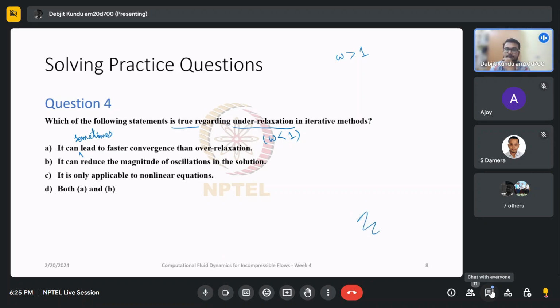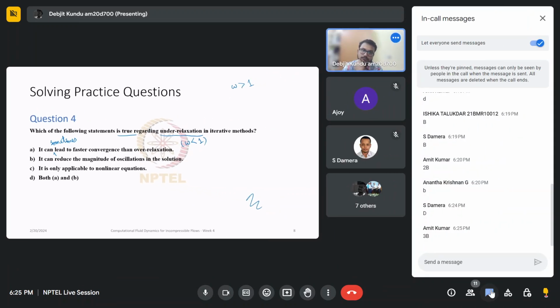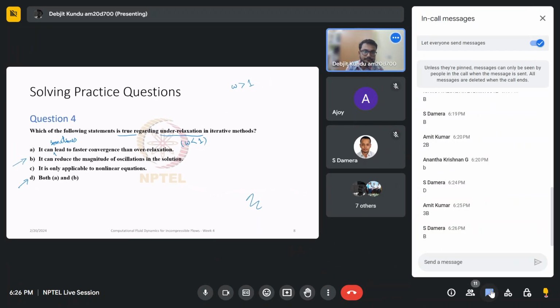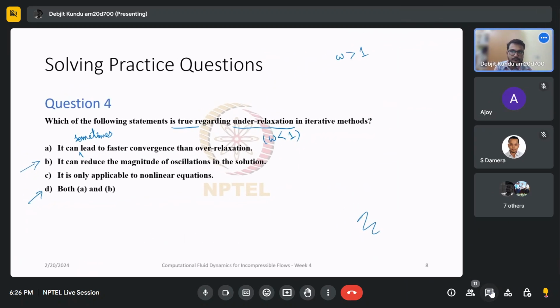So which of these statements are true? We have a few responses, a couple of them in favor of option B and one in favor of option D, that is both A and B. Let's see what others have to say. Another in favor of option B. Okay. Another in favor of option B.